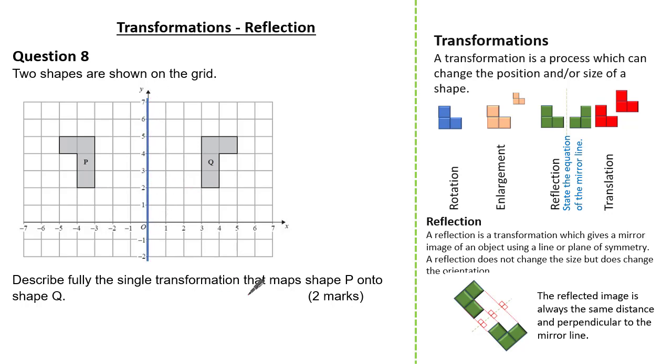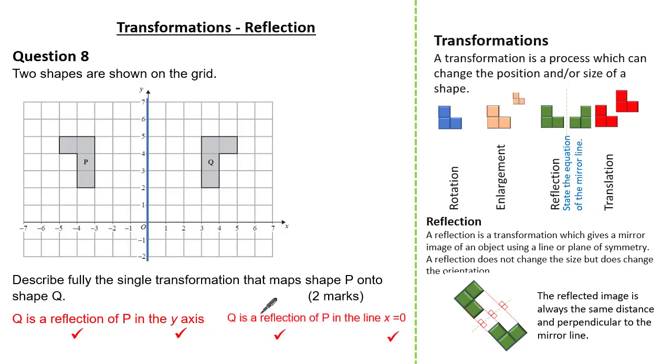To achieve our 2 marks, we simply identify Q is a reflection of P in the y-axis. We get 1 mark for reflection and 1 mark for identifying the equation of our mirror line. An alternative answer is Q is a reflection of P in the line x equals 0. This will also achieve 2 marks.